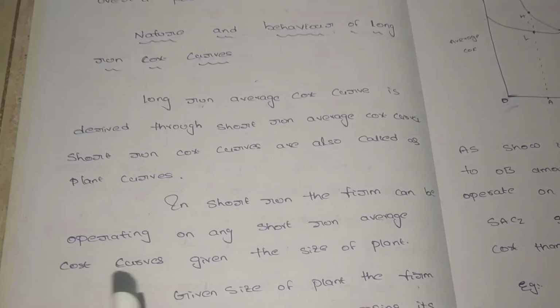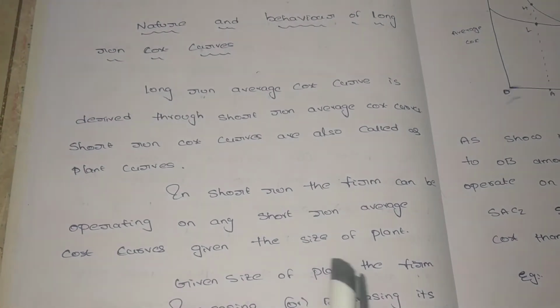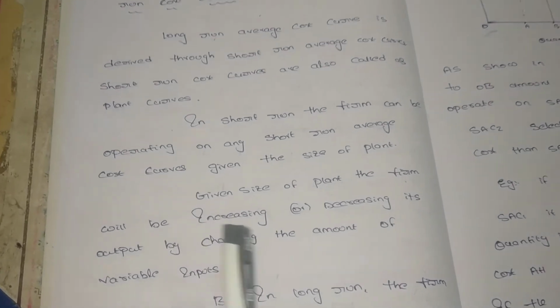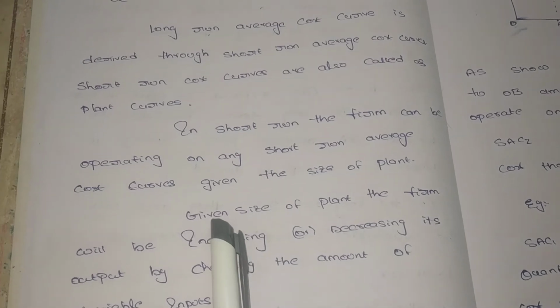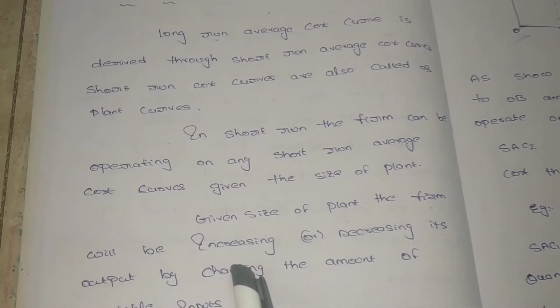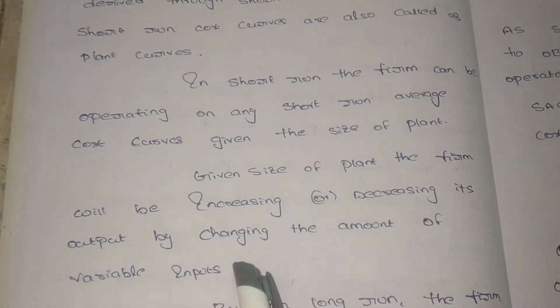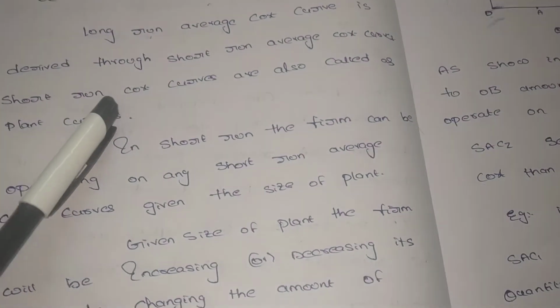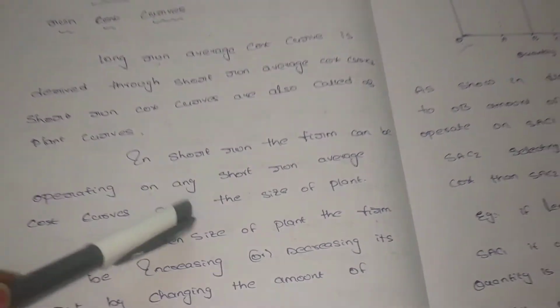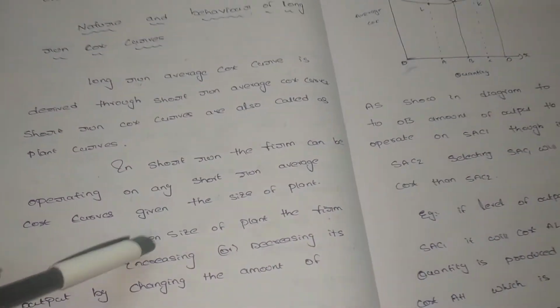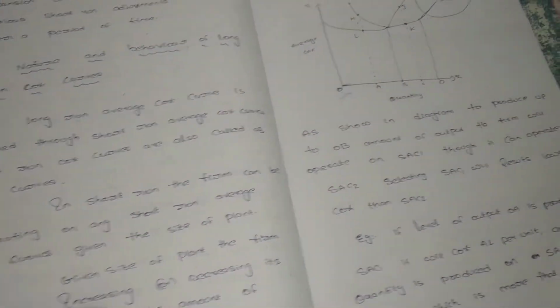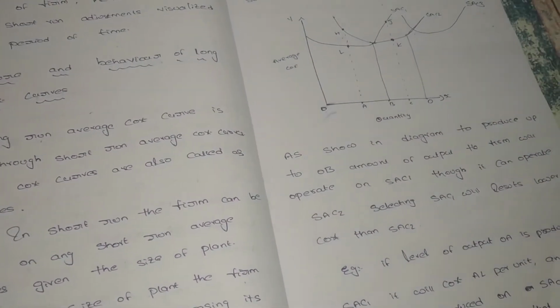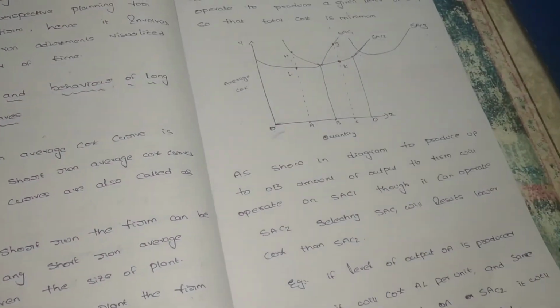In the short run, the firm operating on any short run average cost curve has a given size of plant. Given the size of the plant, the firm increases or decreases its output by changing the amount of variable inputs. In the long run, the producer will go for the plant that gives more production at a reasonable price. That is all explained in this graph.